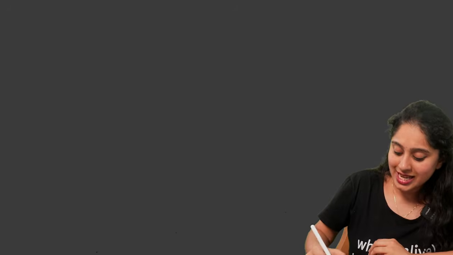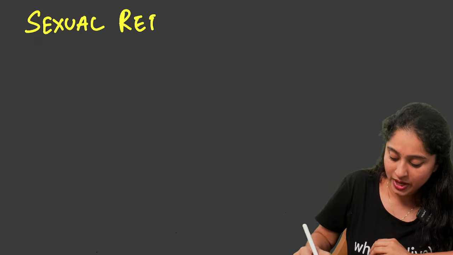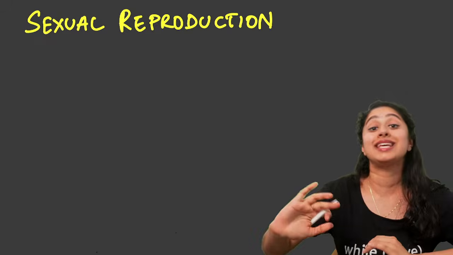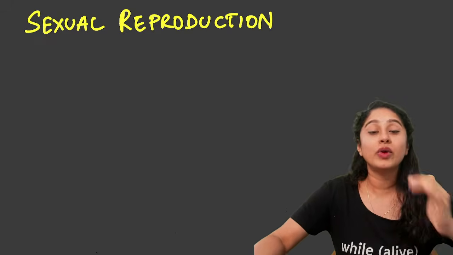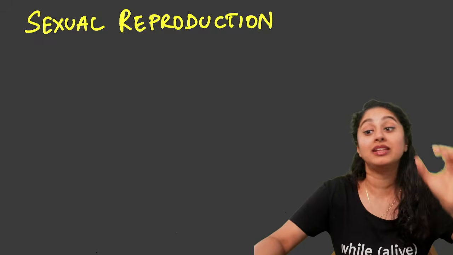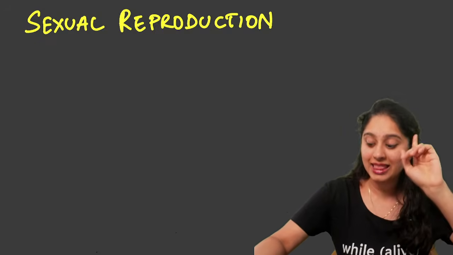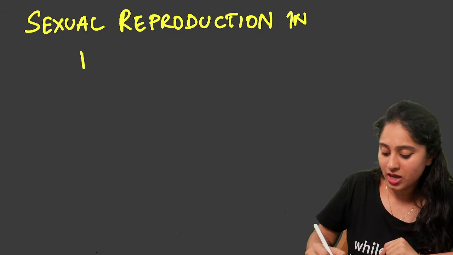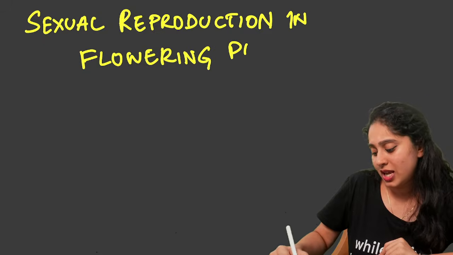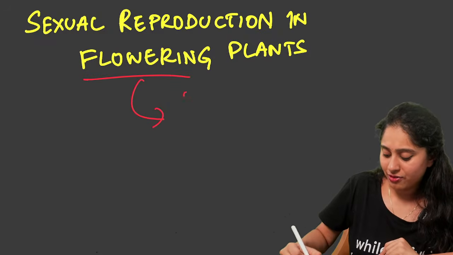Firstly, coming to the first chapter, which is sexual reproduction in flowering plants. When I say sexual reproduction, remember that reproduction can be sexual or asexual in most plants, where asexual involves only one parent and the genetic components remain the same. In sexual reproduction, definitely a bit of variation is produced, and this happens only in the flowering plants. So when I say sexual reproduction in flowering plants, the first thing I need to know is the flower.